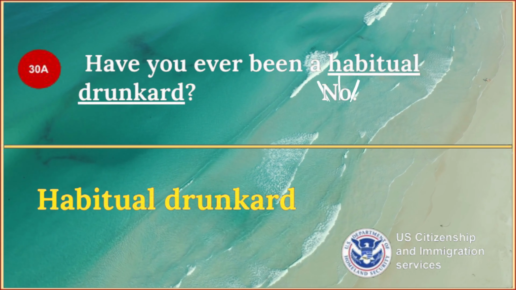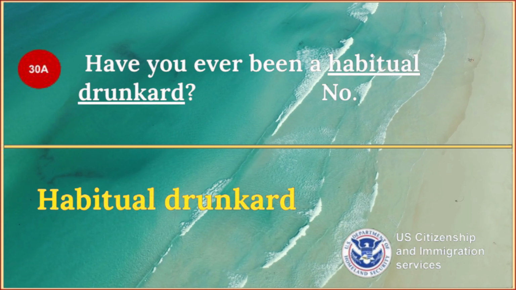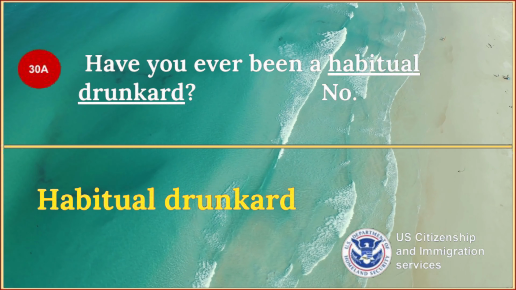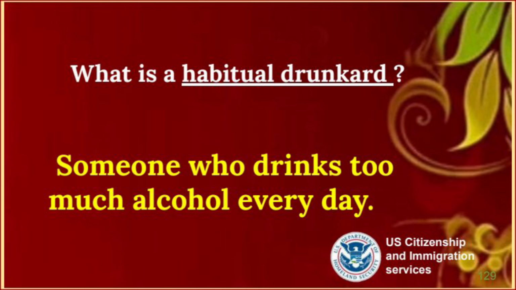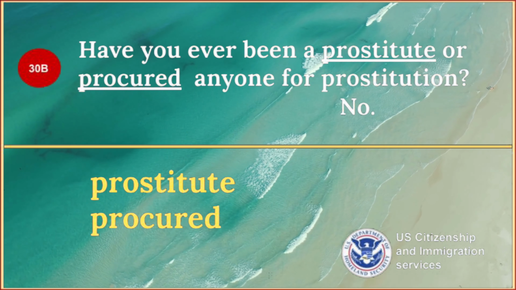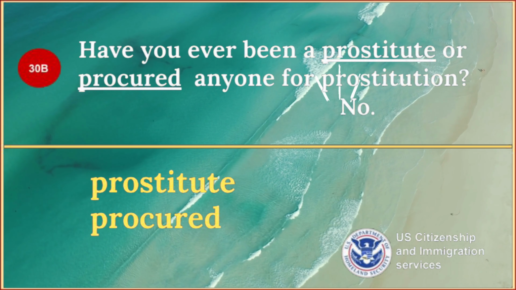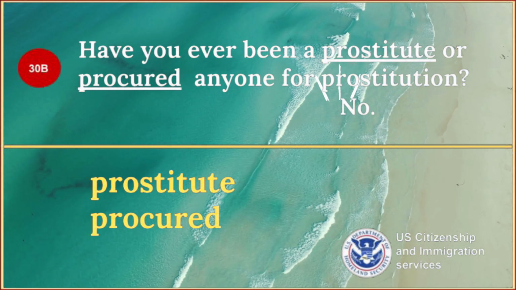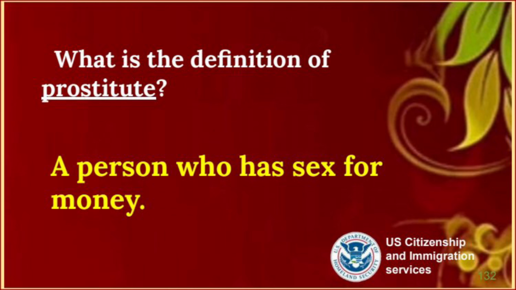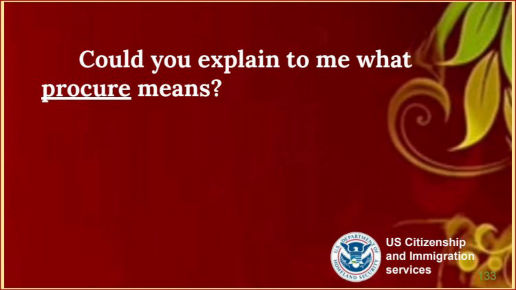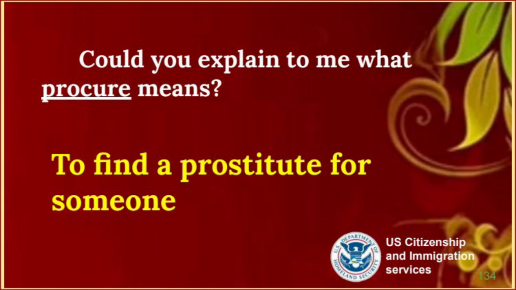Habitual drunkard. What is a habitual drunkard? Someone who drinks too much alcohol every day. Prostitute. Procured. What is the definition of prostitute? A person who has sex for money. Could you explain to me what procure means? To find a prostitute for someone.